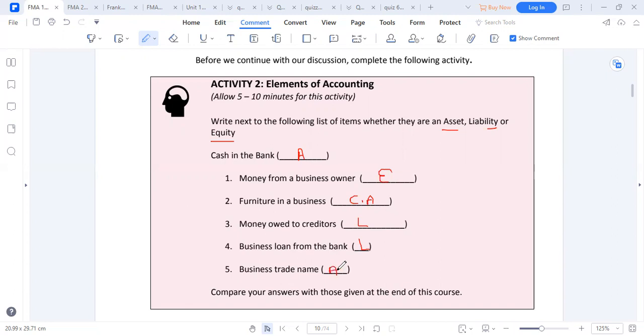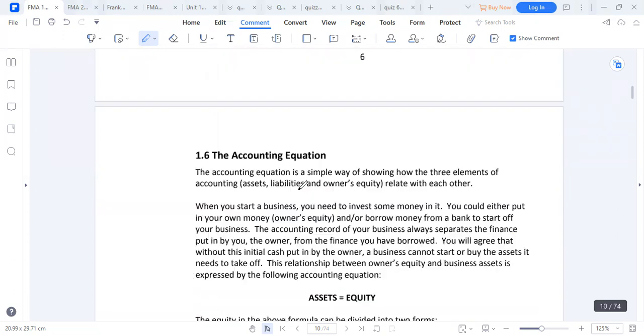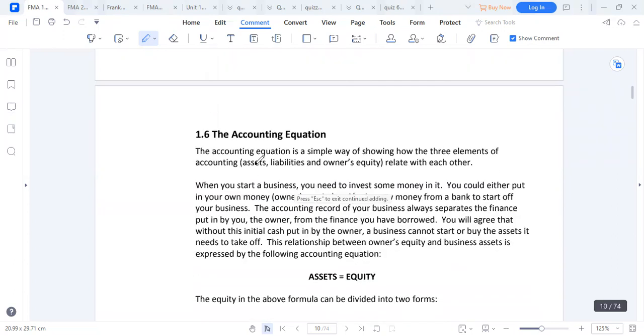Intangible assets. Excellent. Who's that? Yes, Tawela. Great. Okay, so we now go to the accounting equation. I already explained how the accounting equation comes about.